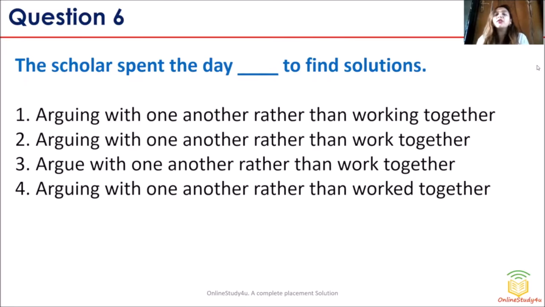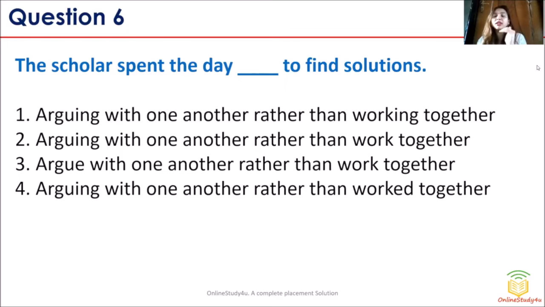Arguing with one another rather than working together. Arguing with one another rather than work together. Argue with one another rather than work together. Arguing with one another rather than worked together. Now, the scholars spent the day argue with one another. That definitely does not make sense. So we know option 3 is gone. Now we have to select between 3 of the arguing.